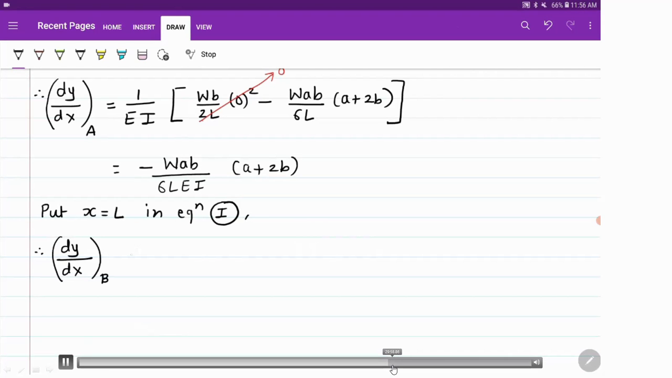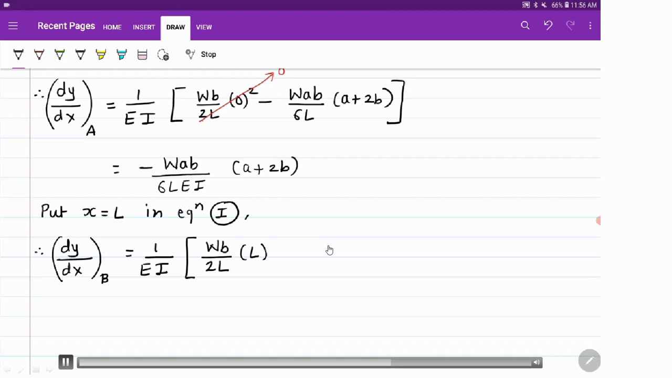Similarly, to find out the slope at another support, that is at point B, x is equal to L. So we have to substitute x is equal to L in all the terms of equation 1. Now we have to take into consideration all the compartments. For x is equal to 0, we have to take into consideration only the first compartment.